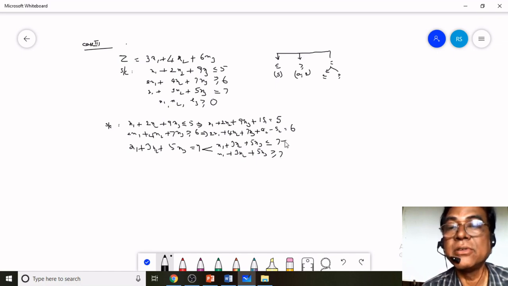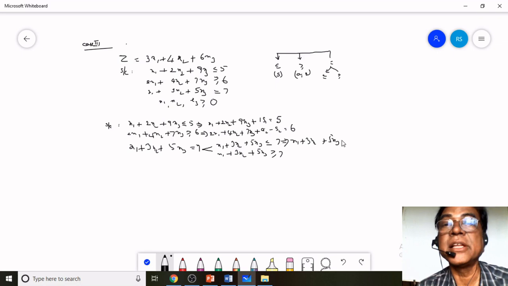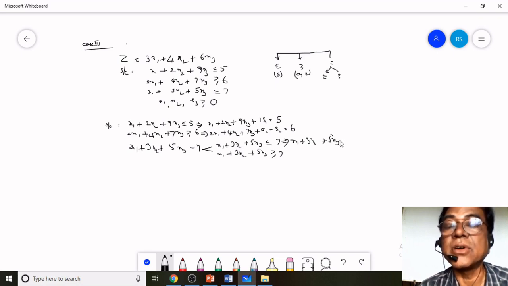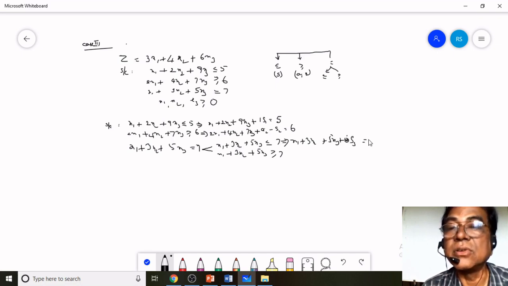Next, convert here. For x1 plus 3x2 plus 5x3 less than or equal to 7, add a slack variable. Since s2 is already used, add s3: x1 plus 3x2 plus 5x3 plus s3 equal to 7.